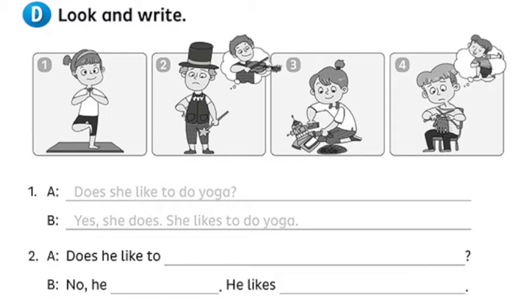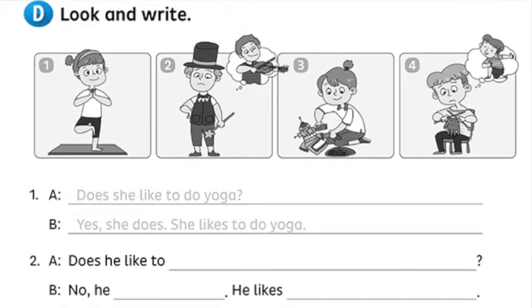Okay, let's go ahead and move on to the next exercise. Now we are looking at letter D. Letter D, look and write. With this exercise, we have to write using the pronouns he and she. So we're going to be asking questions starting with the word does. Does he like to? Does she like to?